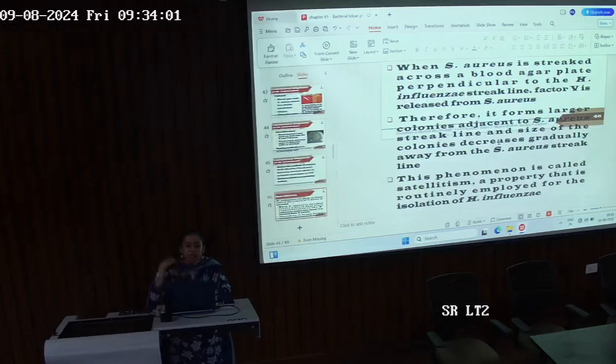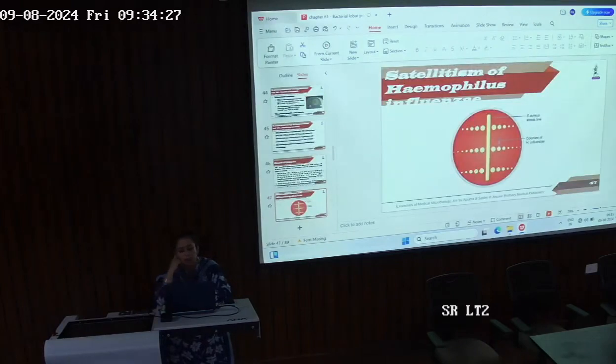Then what is satellitism? When Staph aureus is streaked across the blood agar plate perpendicular to the H. influenzae streak line, factor V is released from Staph aureus. Therefore, H. influenzae forms larger colonies adjacent to the Staph aureus streak, and the size of the colonies decreases gradually away from the streak. This phenomenon is called satellitism. In the center, you can see the Staph aureus streak line. Colonies of H. influenzae are bigger near the streak line because of the presence of factor V.